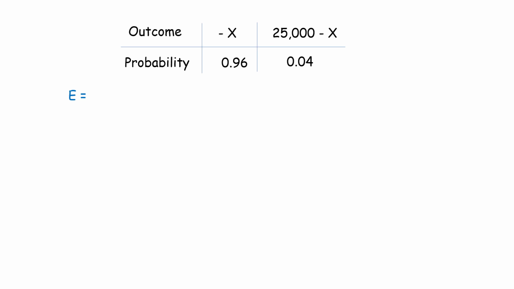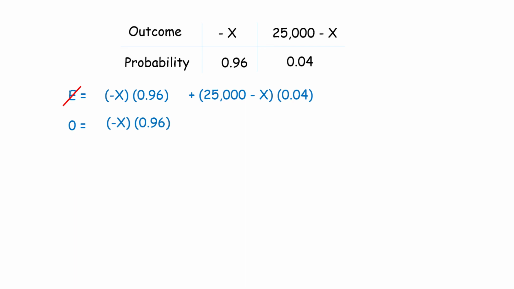So we'll say E equals, we'll multiply the possible outcome by the probability. That's negative X, that's the expense of the premium, multiplied by the probability that this man lives the next 5 years. And we'll add that to the $25,000 payout minus the premium payment, and we'll multiply that by the probability that he does not live the next 5 years. When we are looking to find the minimum premium, expected value should be 0. And so we'll set negative X times 0.96 plus 25,000 minus X times 0.04 equal to 0.